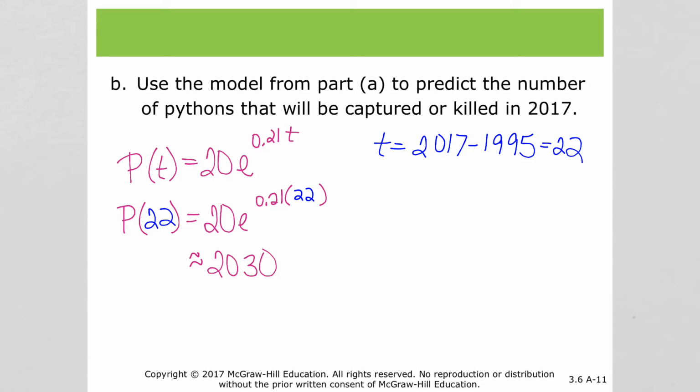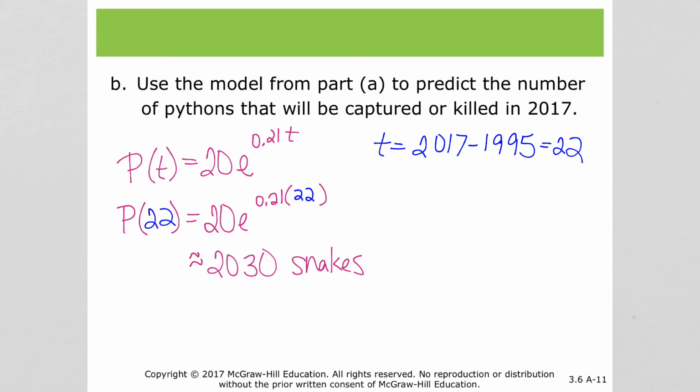2030 what? Snakes. Pythons. Oh, that just really makes me want to visit the Florida Everglades. Now, Part C has us think about this. That is how many snakes, pythons, we can expect to get captured or killed in 2017.